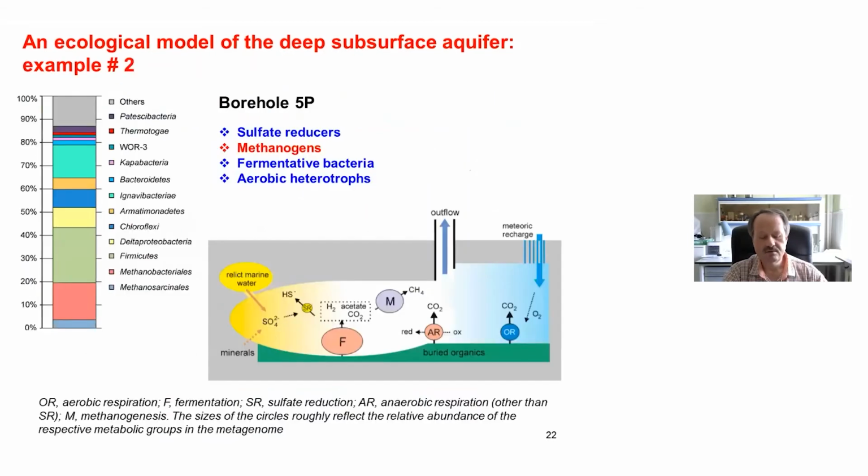We studied several such deep subsurface aquifers and always found a rather complex microbial community. In another borehole, in addition to sulfate reducers, fermentative bacteria and aerobic heterotrophs, we also found many methanogenic archaea. Probably in this case, the anaerobic zone of the aquifer consists of two parts. The first is the sulfate-rich zone, which is shown here in yellow, and also a large part of the sulfate-poor zone. It's located somewhere here with methanogens.